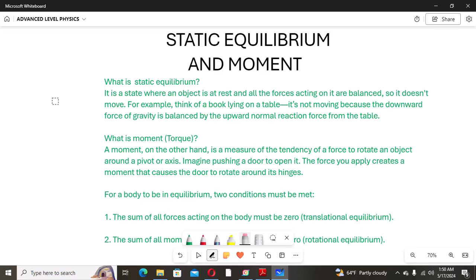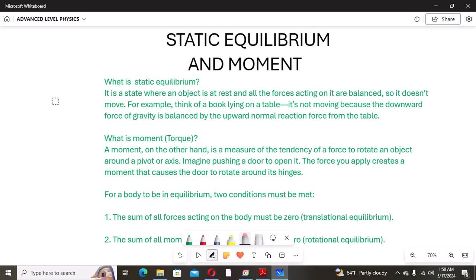For example, you can think of a book lying on a table. That book is not moving. Why? Because the force of gravity pulling it downward is balanced by the upward normal reaction force from the table, by Newton's third law of motion.